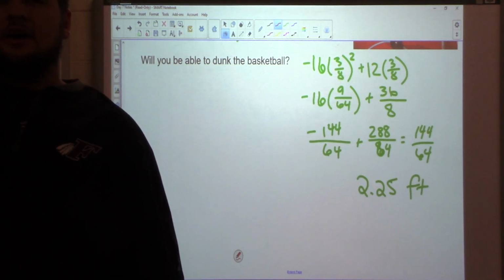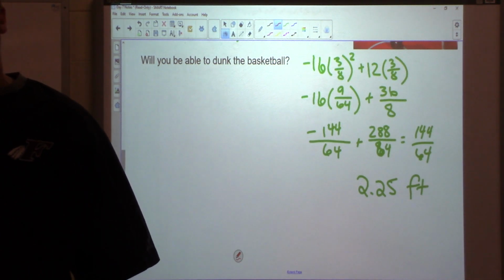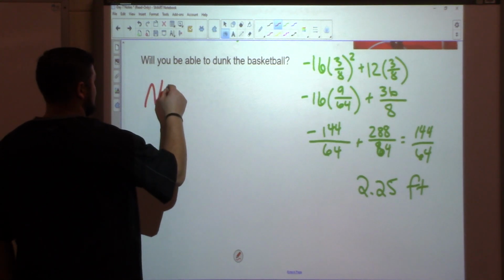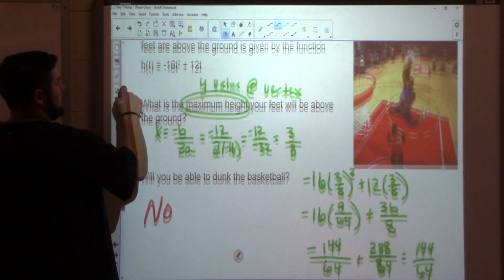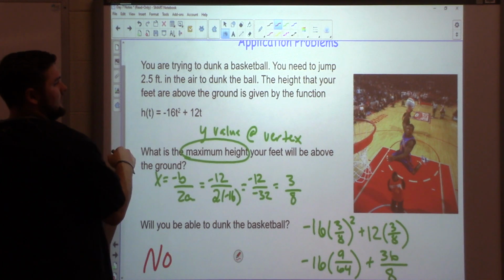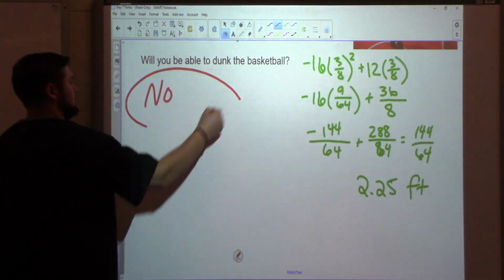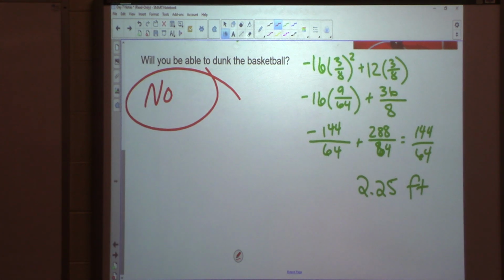It depends on how tall. Hey, Aubin, why is it a no? Right, it said in the beginning you need to get 2.5 feet in the air to dunk the ball. So if we only got 2.25, can't dunk it.